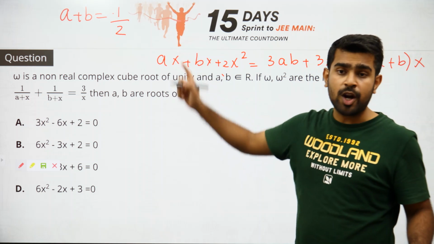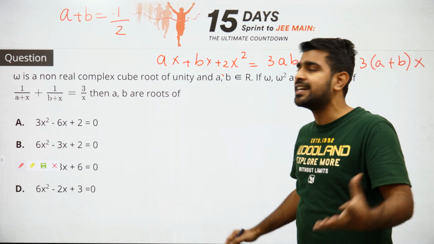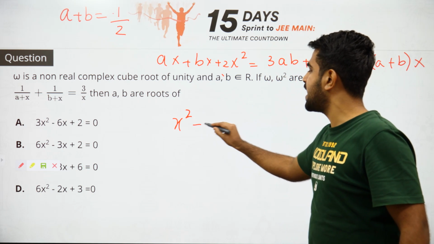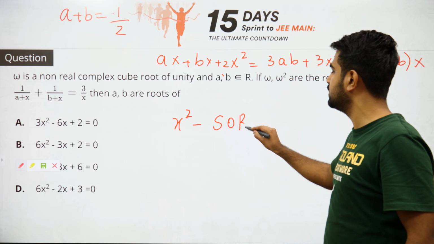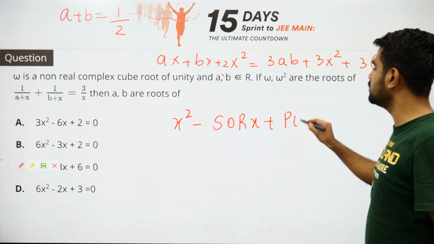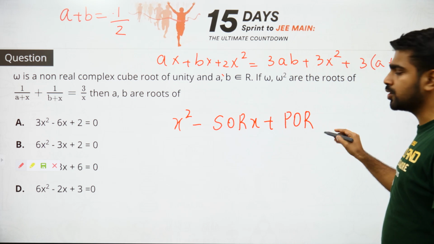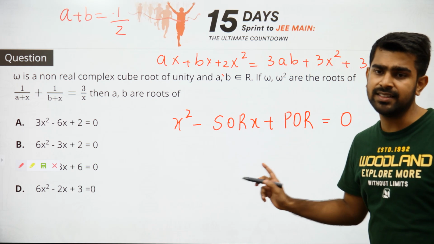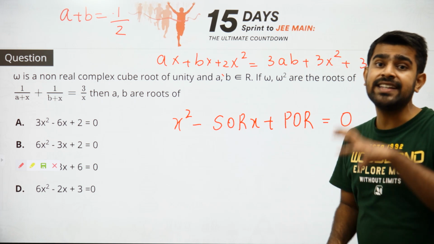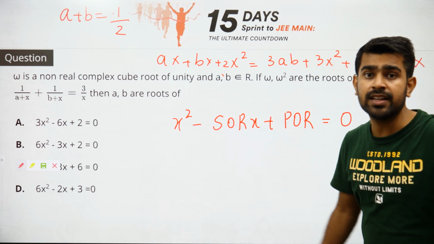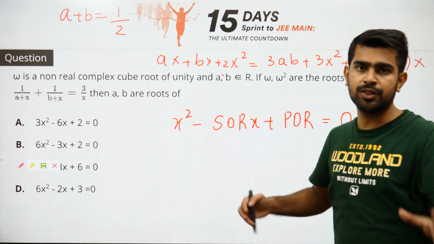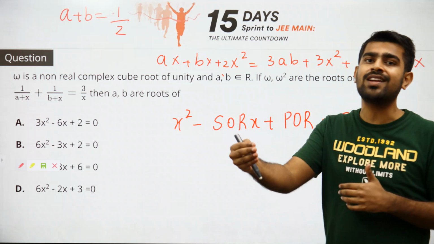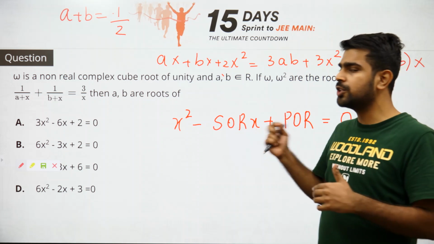So when you know sum and product, how do you write the quadratic equation? This is going to be x square minus sum of roots into x plus product of roots into 1, that is the constant term, is equal to 0. That's exactly what I'll do. I'm sure all of you must have studied this formula. So this is how you write a quadratic equation when you know sum of roots and product of the roots.